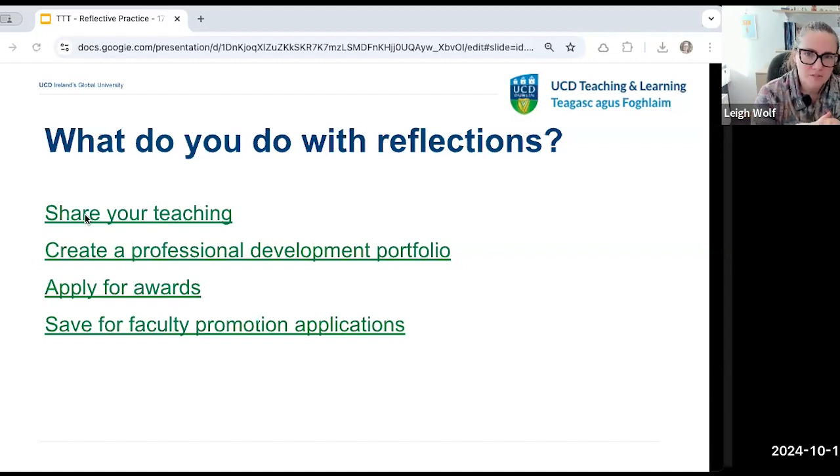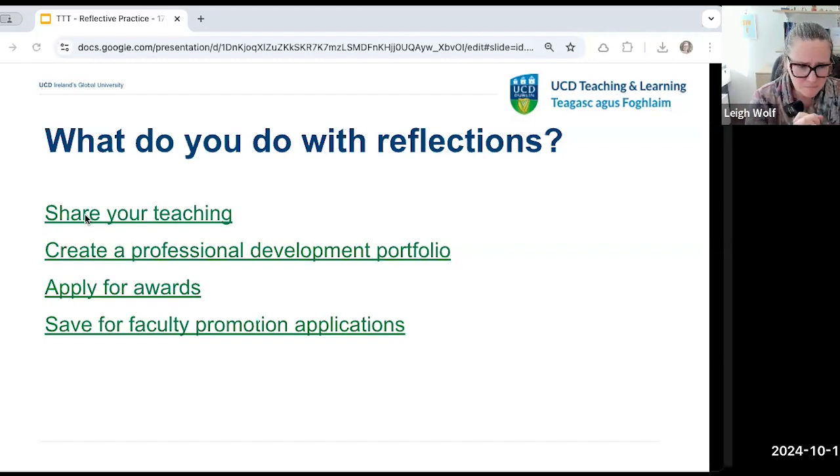You can create a professional development portfolio. This could be either, again, something public that you're sharing or something that you're keeping in your own records over time and that you might reference as the years go on. You can apply for awards. Many teaching and learning awards ask you to have a reflective element. And if you've got a collection of years or months or days even of reflections, you can go back and pull from your prior reflections for applications.